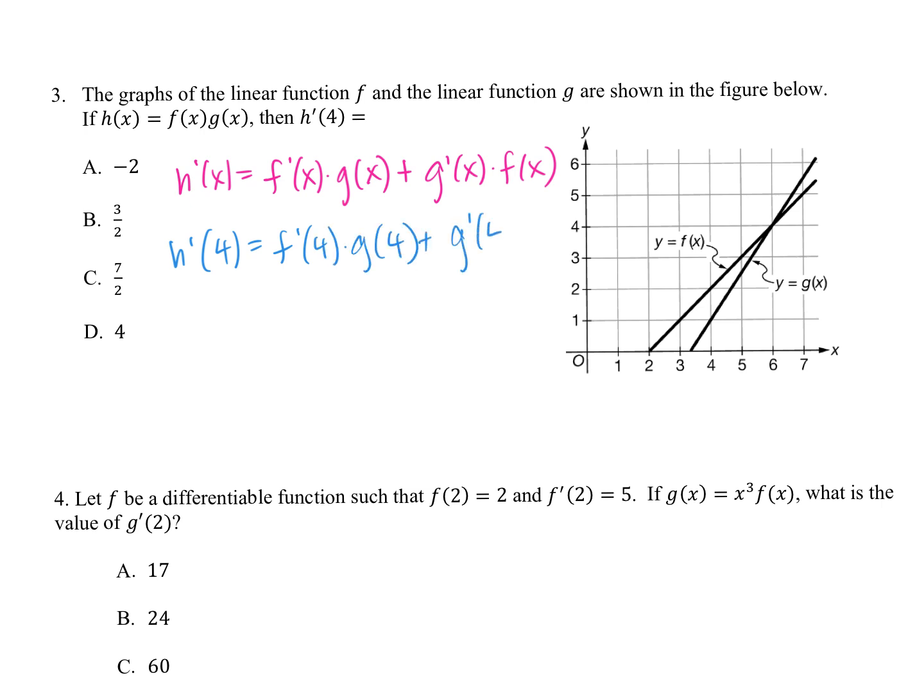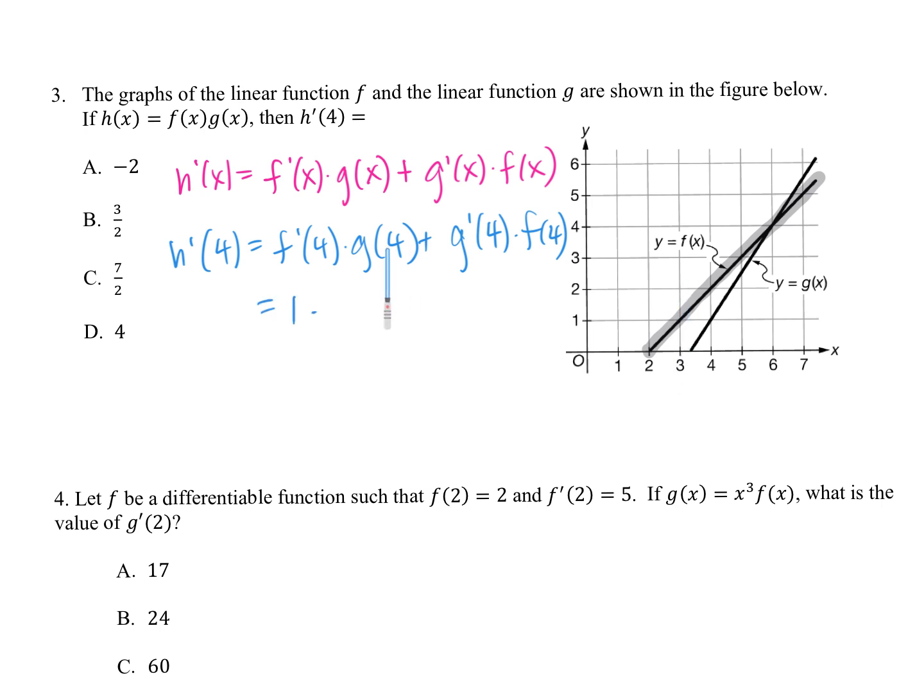Then we're going to have to look at this graph. This is saying f prime of 4. The f graph, they have it pointing to this black line. F prime is referring to the slope. What is the slope of this f line when x is 4? Well, it doesn't matter because it's linear, so the slope is the same the whole time. What's our rise over our run? 1. So f prime of 4 is 1.